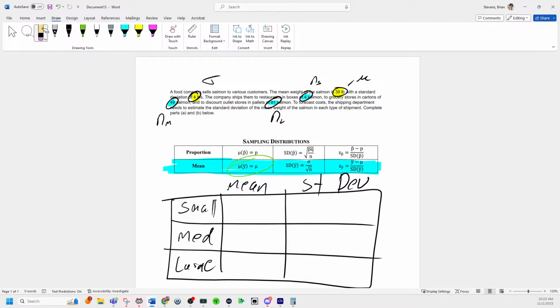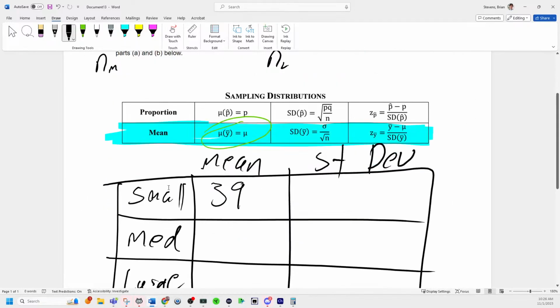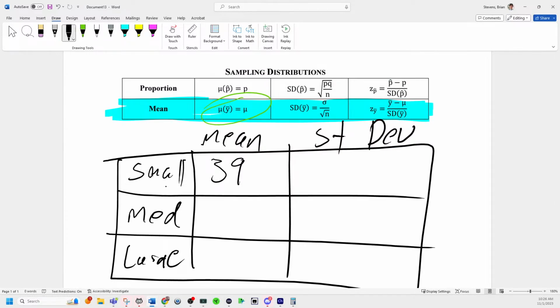Well, it's mu y bar equals mu. So go look at this right here. Mu y bar equals mu. So you take mu, you plug it in because we're trying to find mu y bar, and mu y bar is equal to mu. So it's just 39. What's going to be the mean for the medium? So the mean for the medium is 39, because as the sample size changes, nothing happens to the mean. So the mean would stay the same.